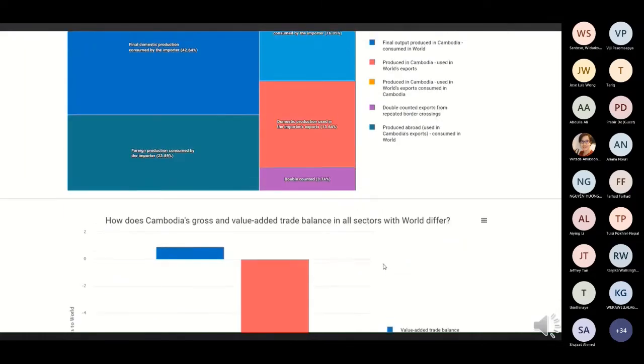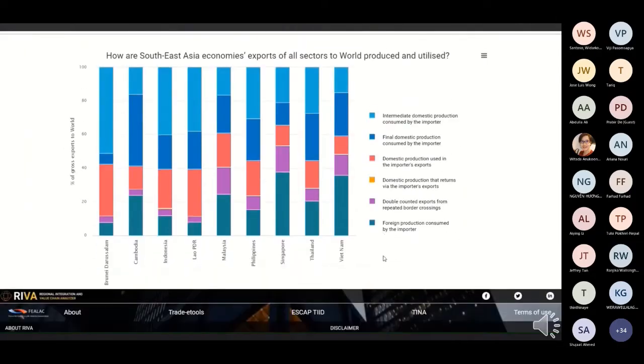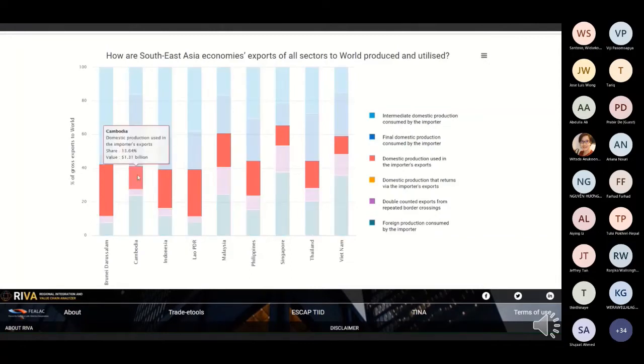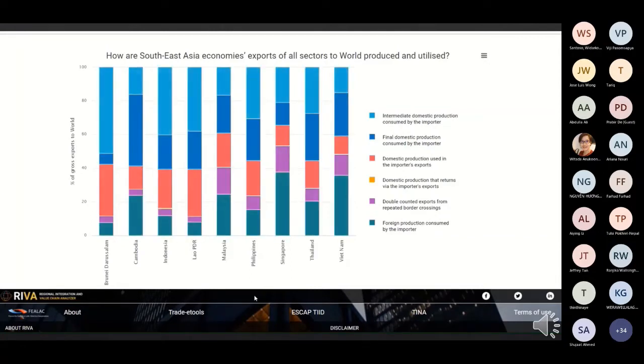If we scroll down, we see a cross Southeast Asian comparison. You could notice that Cambodia has relatively large green and dark blue portions compared with other Southeast Asian countries. It tells you that Cambodia's exports have high import content, and the country is more into exporting final products than intermediate products. In other words, GVC participation of Cambodia remains limited at the downstream end of the value chain. This conclusion is further emphasized in the section on participation in GVCs, where we can compare across subregions.